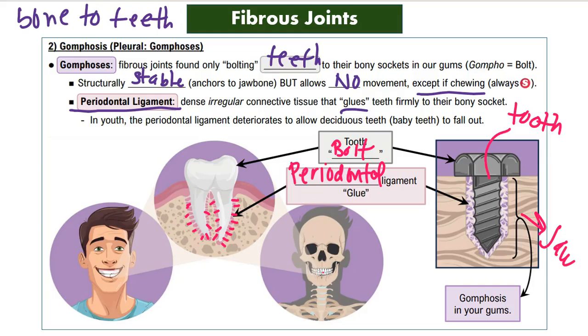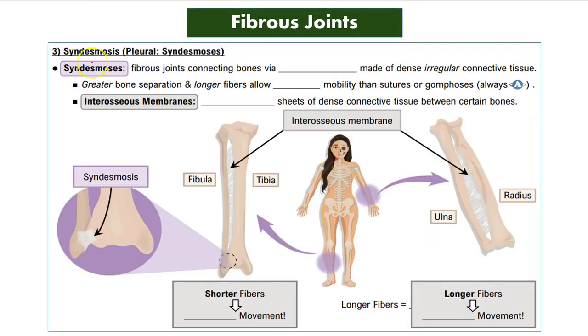Okay, folks, now let's move on to our last fibrous joint, which is going to be syndesmosis. Syndesmosis is all about fibrous joints connecting bones through ligaments. Okay, and these ligaments are made of dense, irregular connective tissue. We're going to be hearing that a lot, right? So what happens is the greater bone separation and longer fibers are going to allow us to have more mobility than sutures or gomphoses. So yes, when it comes to syndesmosis, they are amphiarthrosis.